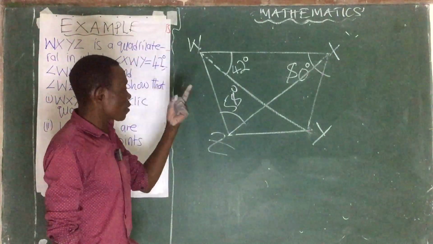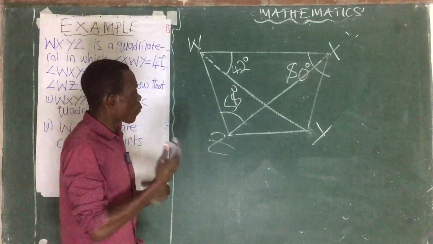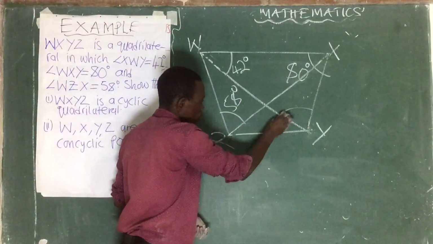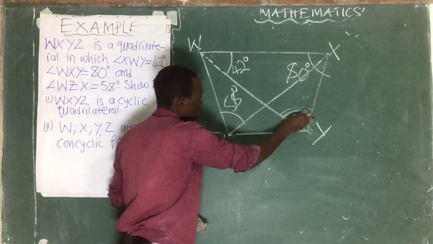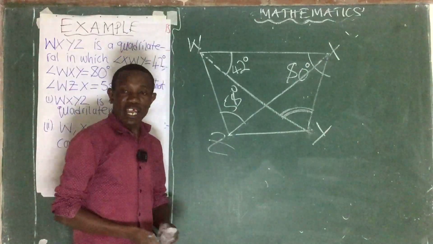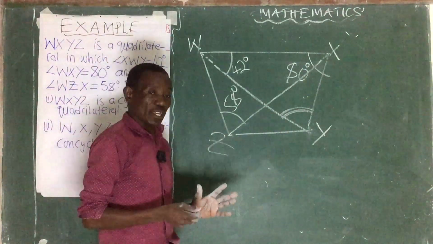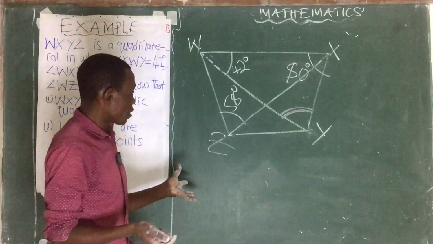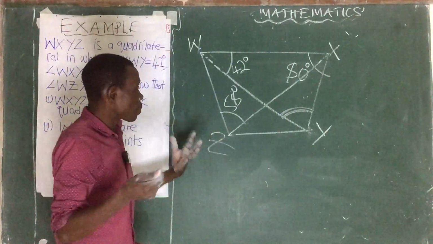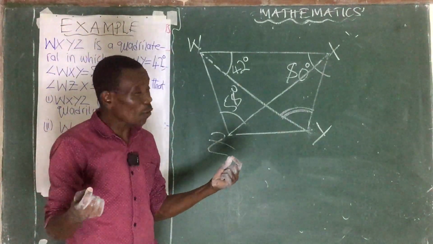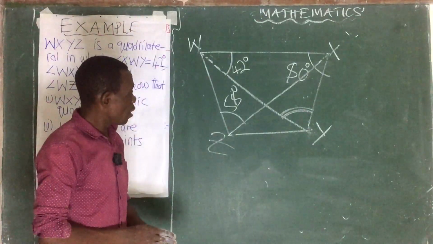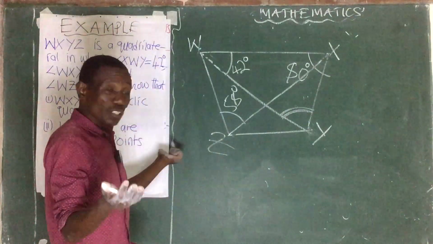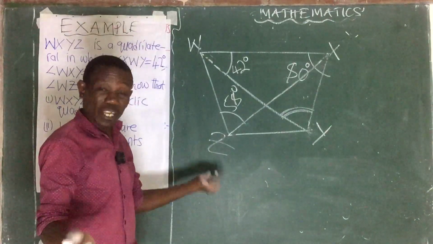Considering triangle WXY, I would try to calculate the value of this angle here. Let me try to calculate the value of that angle. If what I want does not work, then I'll look at it further. Which angle then can I calculate? Maybe the issue about angles subtended by the same line segment being equal. If it fails, then it's not cyclic. The quadrilateral is not cyclic.